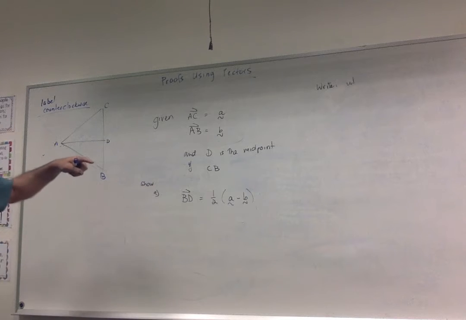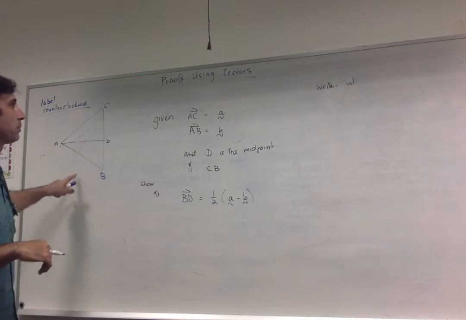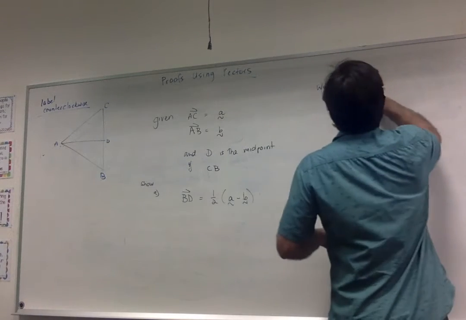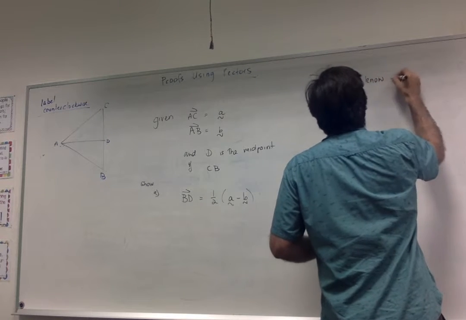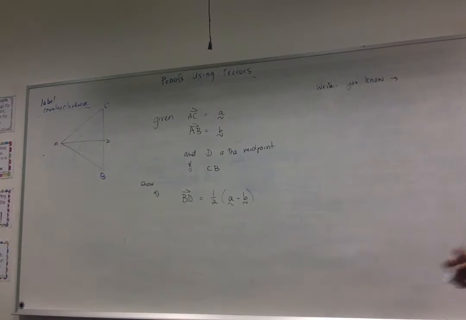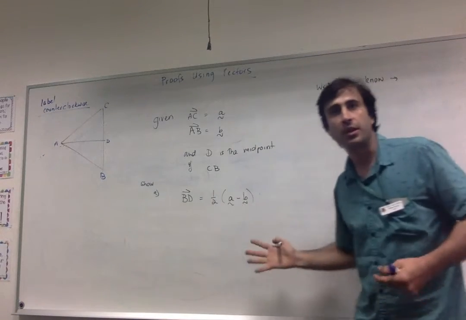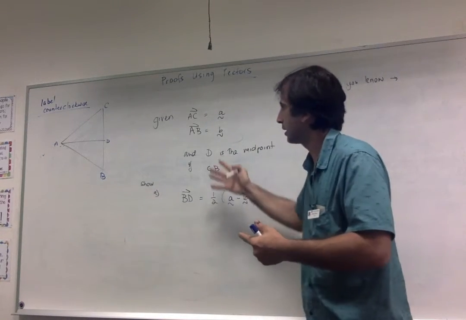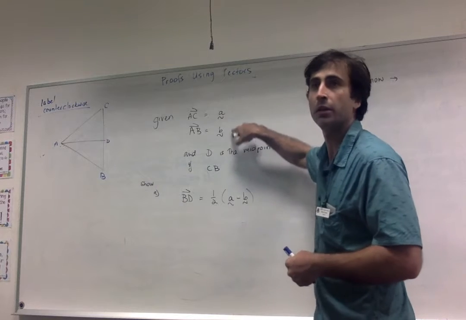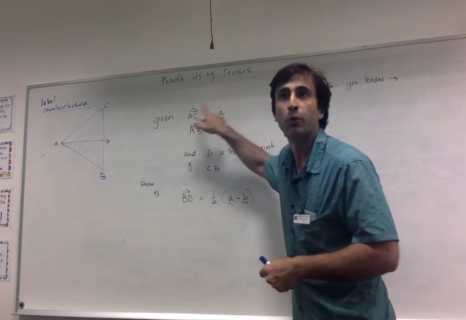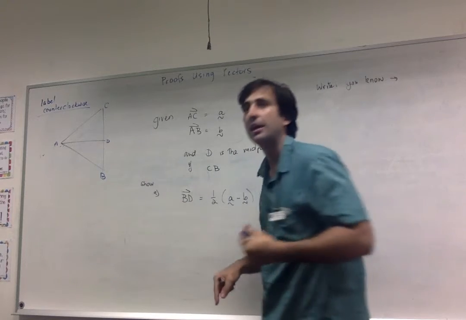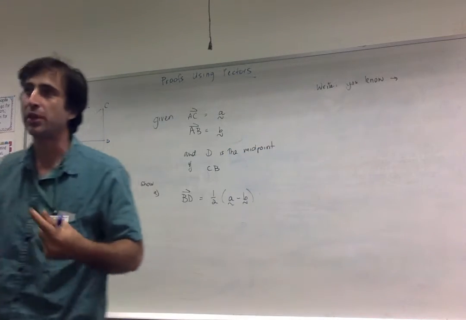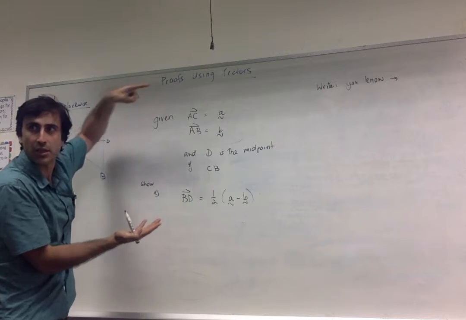When you're dealing with these proofs, you need to write what you know. Every question has information in it, things like converting one vector or renaming a vector in it. Here, D is the midpoint of CB. And all of your answers need to be in reference to the information they give you.